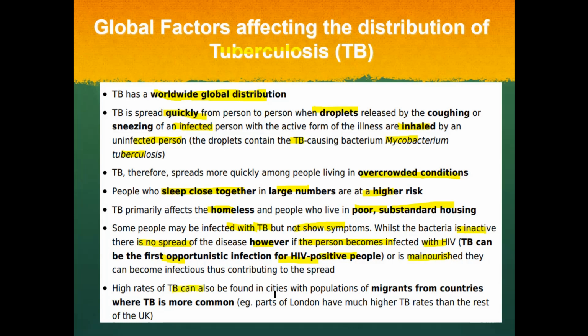High rates of TB can also be found in cities with populations of migrants from countries where TB is more common. Again, because it is human-to-human contact, with sneezing and droplet infection, people who are migrating from different countries can definitely take it to new places as well. For example, parts of London have much higher TB rates than the rest of the UK.